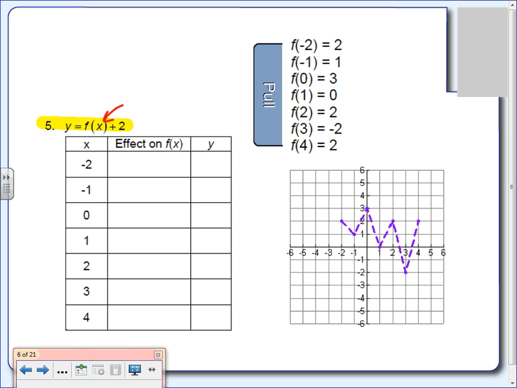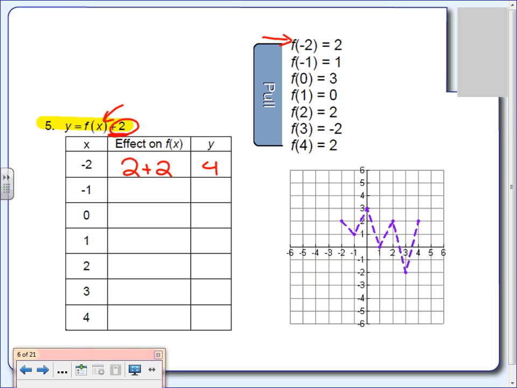If I put a -2 in for the x, what is f of -2 according to our table up here? F of -2 is a 2. So put that in there. That's not quite it though, right? Because I still got to add 2. So the 2 that I got earlier plus this 2 right here would give me a 4. So my new y value is 4.